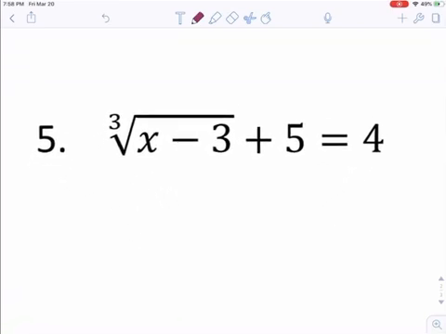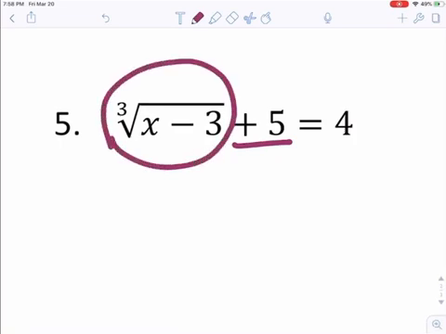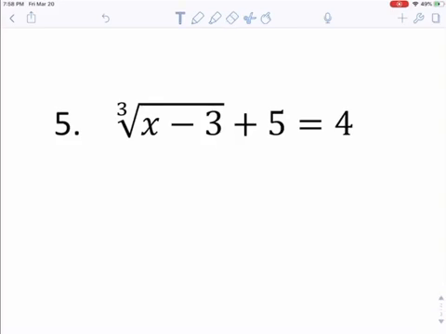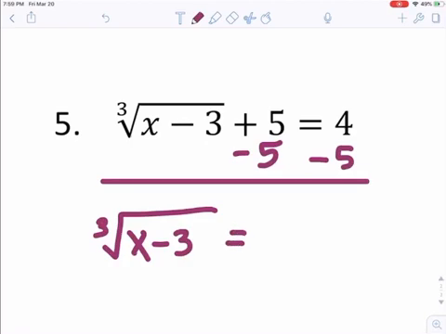Number 5. So number 5, I do not have the radical isolated. That's what I mean by make sure that it's isolated. I have this outside of the radical. Anything outside of this thing right here needs to go away. It's just like getting a variable by itself. So what I'm going to do is subtract 5 from both sides. So I get the cubed root of x minus 3 equals negative 1.